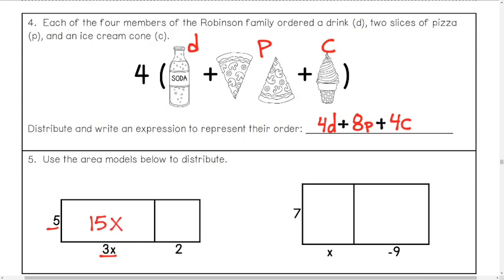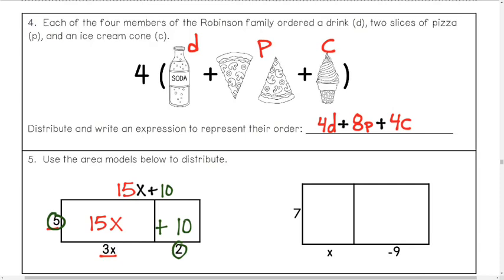Same thing for the next one. I take the 5 and the 2 and multiply them together, and I'm going to get a positive 10. So I put plus 10 there. And then just for ease of seeing what it actually did, I'm going to rewrite it up above, 15x plus 10.